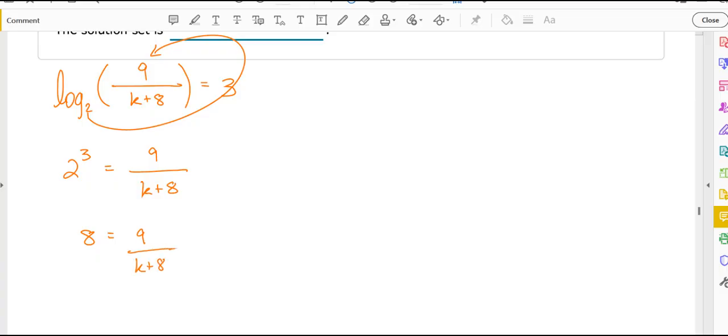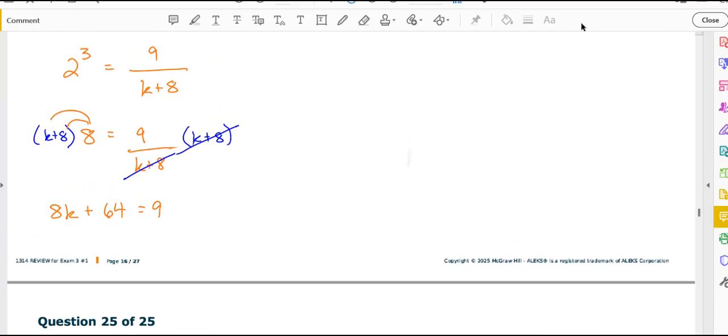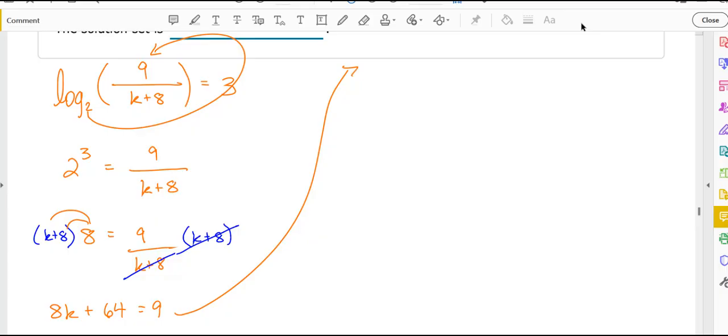I'm going to multiply both sides by the denominator, k plus 8, and my fraction will be gone. Now, over on the left-hand side, I'm going to have to distribute that 8. 8k plus 8 times 8 is 64 will equal 9. I'm going to write that up here. 8k plus 64 equals 9.